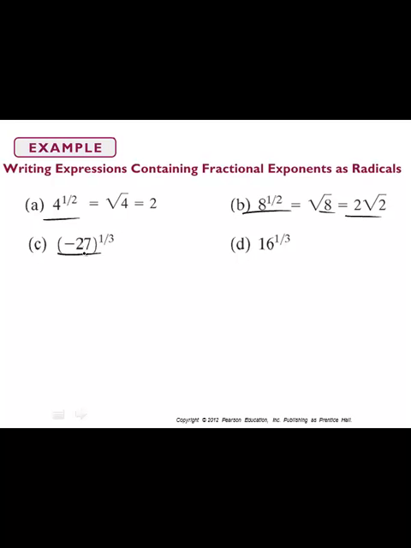Alright, here we've got -27 raised to the 1/3 power. That power of 1/3 means that you're taking the 3rd root of -27. And the result is -3, of course. For part D, we have 16 raised to the 1/3 power, which means cube root of 16. All right, 16 is 2 times 8. 8 is a perfect cube. So you're left with 2 times cube root of 2.